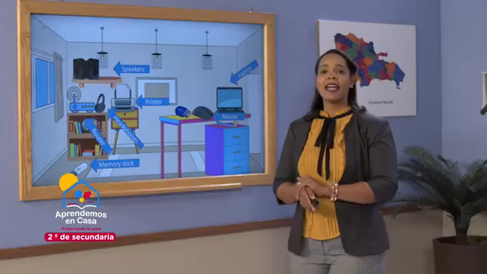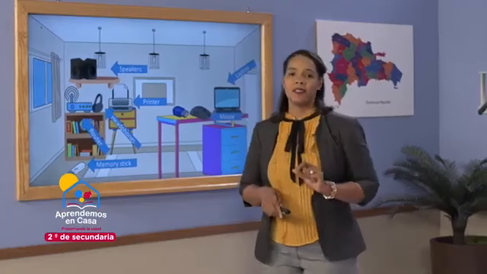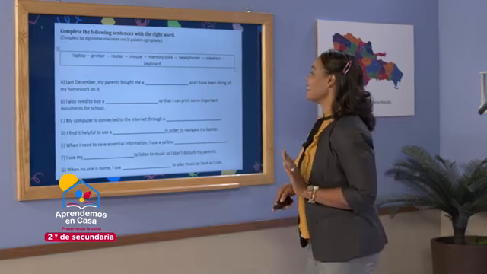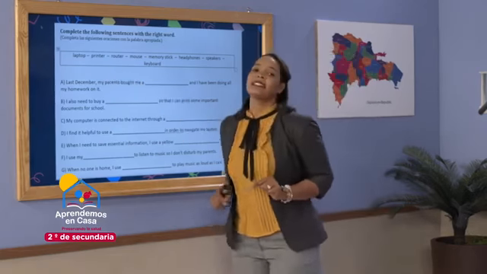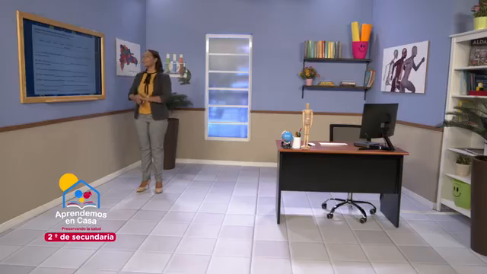Now, I want you to help me to complete an exercise. In this, we have different sentences that refer to one of these technological devices. En este ejercicio tenemos diferentes oraciones que se relacionan con un aparato en específico. Which one is it? ¿Cuál es? Ayúdame a completar el ejercicio mientras lo leemos y escogemos el aparato que mejor corresponda.